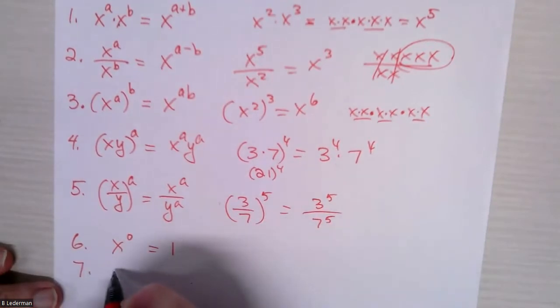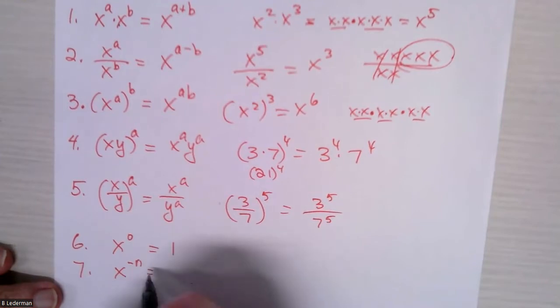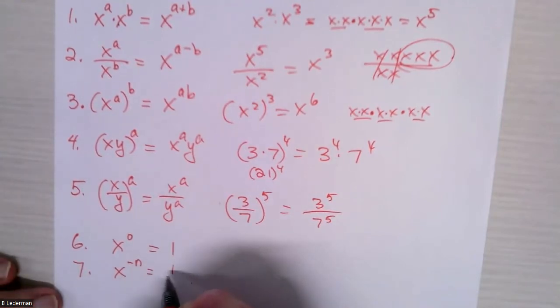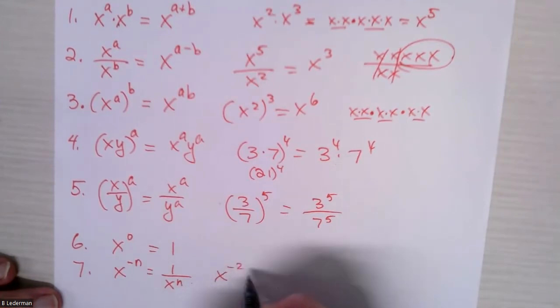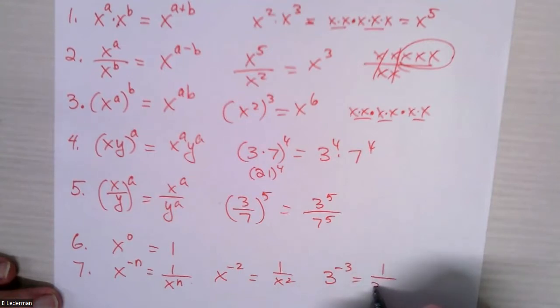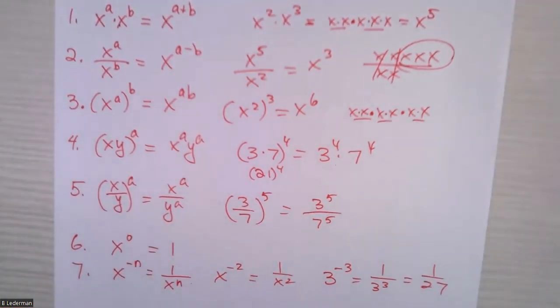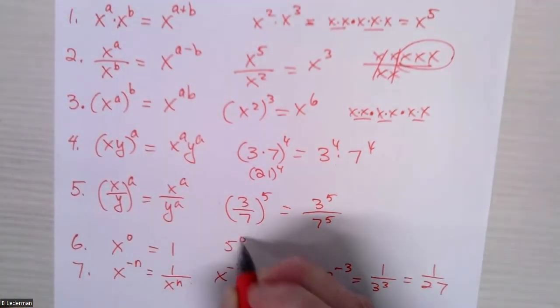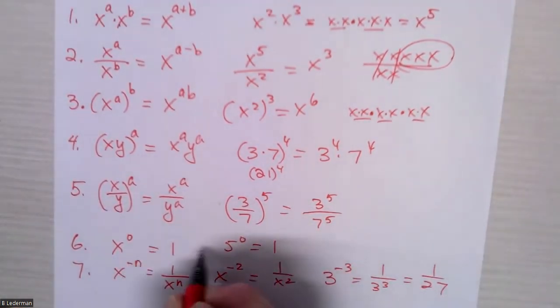Number 7 is if x to the negative n power is not a negative number, it's a reciprocal, it's 1 over x to the n. So x to the negative 2 equals 1 over x squared. 3 to the negative 3 is equal to 1 over 3 to the third, which is equal to 1 over 27. And of course, 5 to the 0 power equals 1. That's an example of this rule.